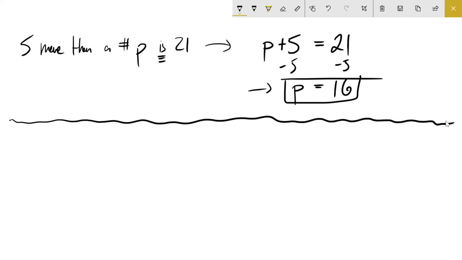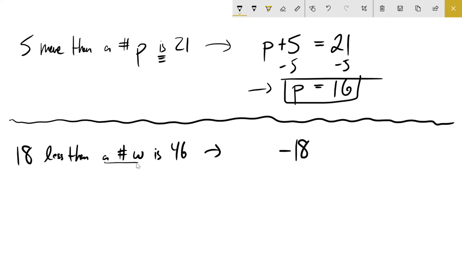All right. Then the last one, subtraction, you just have to be a little more careful. So it says 18 less than a number W is 46. So 18 less than, that means what are you doing? You're taking away 18 from what? From the number W. And then what do we set it equal to? 46. Okay. And then you got W minus 18 equals 46.